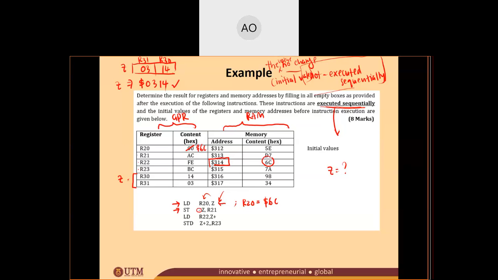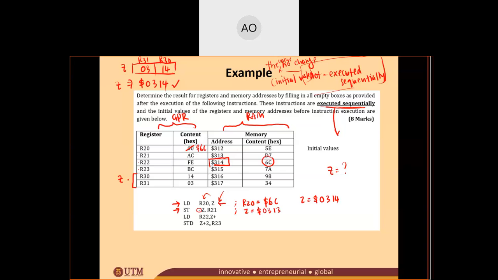Okay, so what is your Z? Our current Z now is pointed to address 314. So what you're going to do is, after you execute this instruction, Z now, you need to minus 1, so Z points to what address? So 0313.